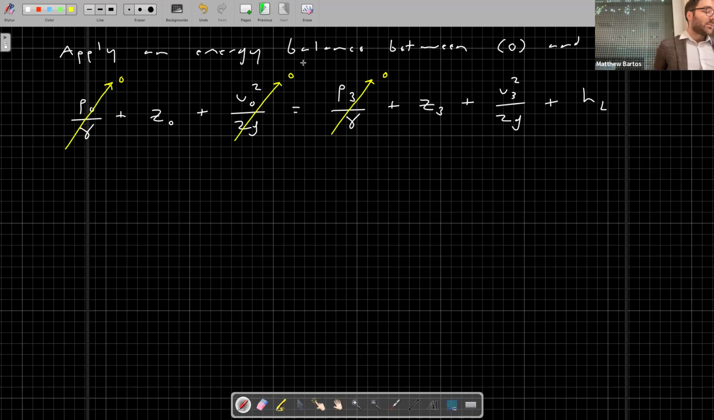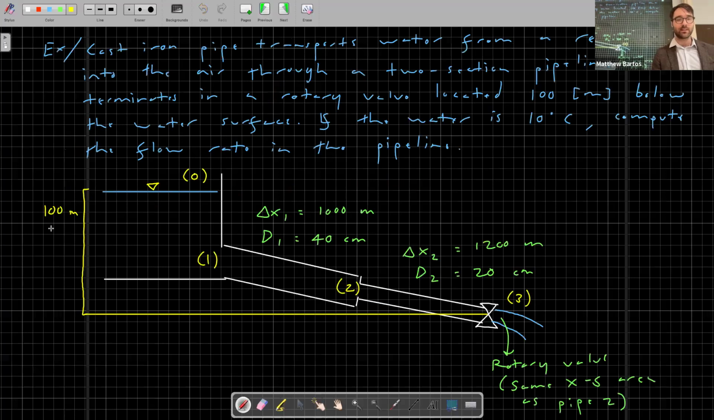And we don't have Z0 and Z3 explicitly, but we do have the difference between Z0 and Z3. What is that equal to? 100 meters. So we have Z0 minus Z3. I'll call this delta Z, and this is equal to 100 meters. So I'm just going to go back and write that on this diagram here. So this is delta Z, and this is equal to Z0 minus Z3.